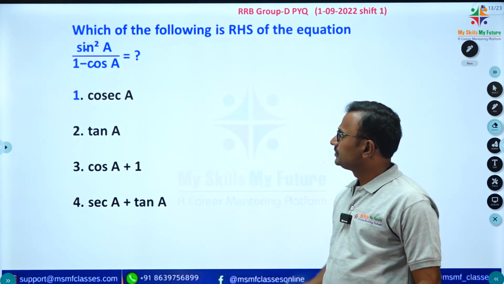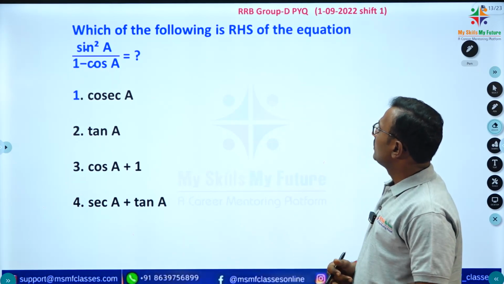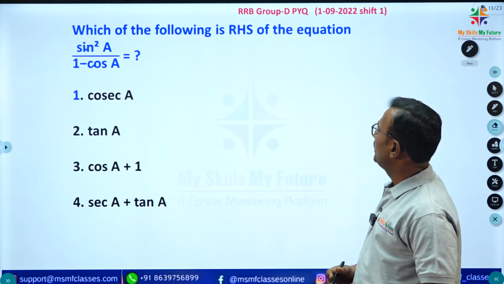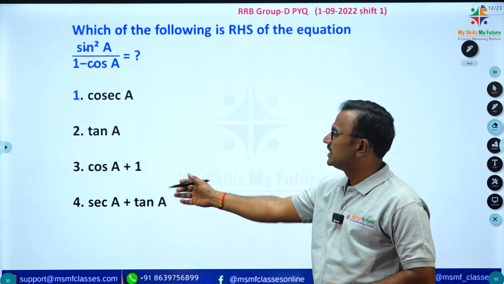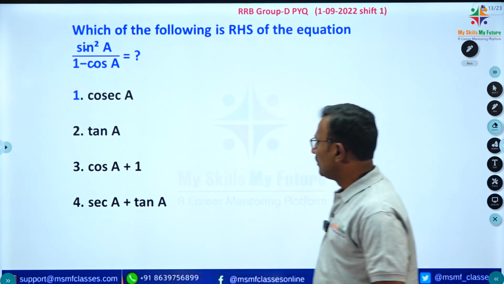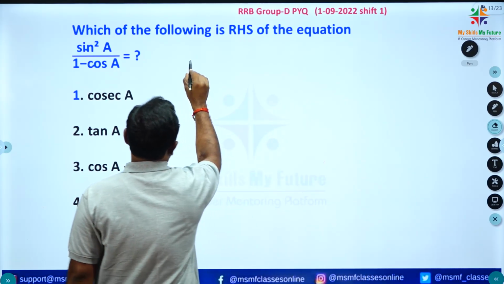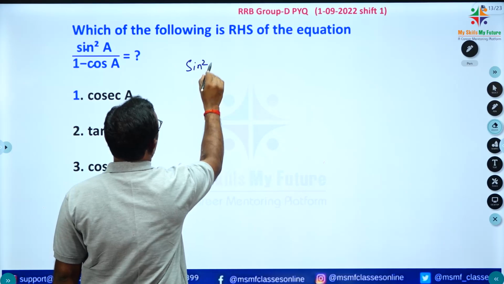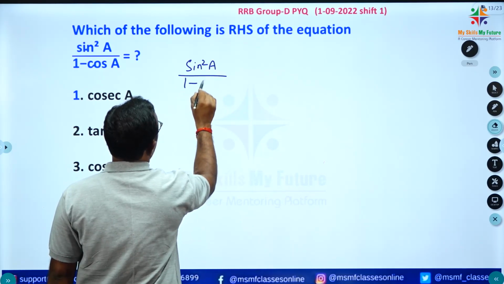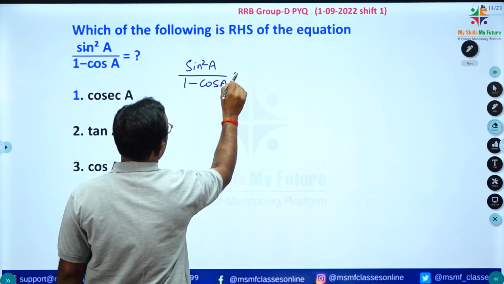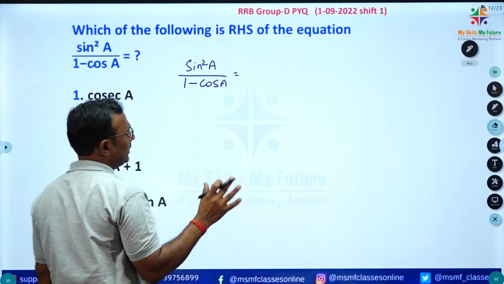See the question. Which of the following is the RHS of the equation? What is the given equation? Sin square A by 1 minus cos A is equal to, we need to find what will come on the RHS side.